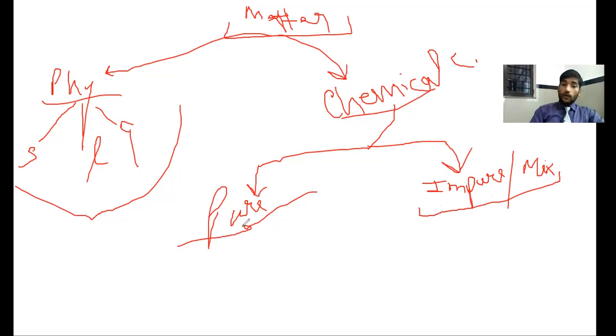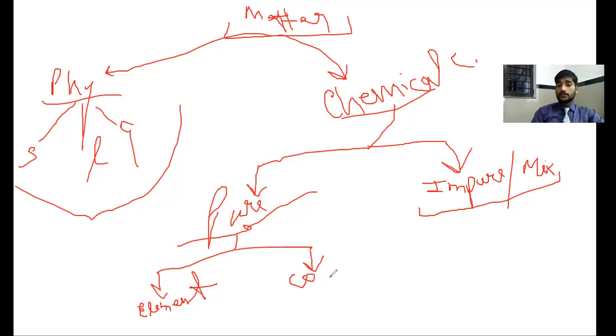Okay, so what are pure substances? Pure substances were further categorized into two types: elements and compounds. As I have told you, pure substances consist of only one type of particles, that is, one type of molecules. Elements and compounds.